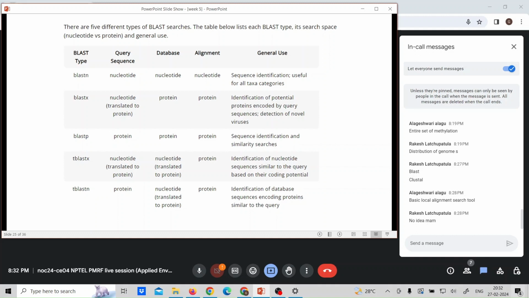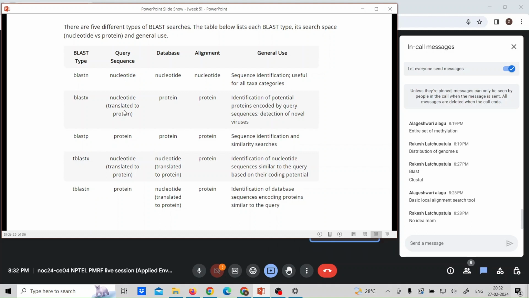In case of BLASTX, I will be giving a nucleotide sequence. The tool itself is going to convert it into a protein sequence. It's very simple, right? I have a DNA sequence, then you convert it to an RNA sequence, and then you convert it to a protein sequence. It's based on the triplet codon and the amino acid codes.